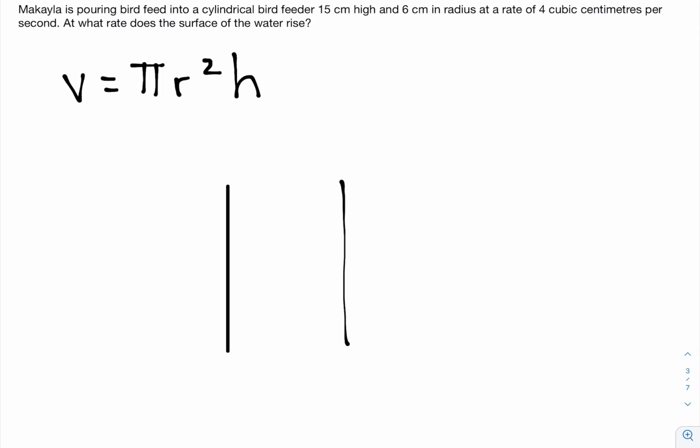Okay, so if we know that it's a cylindrical bird feeder, we know that the volume of a cylinder is going to be pi r squared, which is just the area of a circle, times h. And if you wanted proof for this, you might think of it intuitively, like you just see a cylinder and you think, okay, it's basically like a circle with a height.